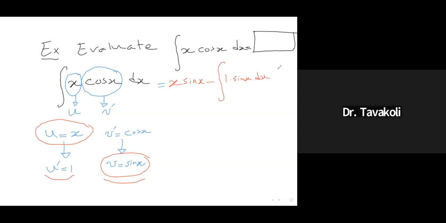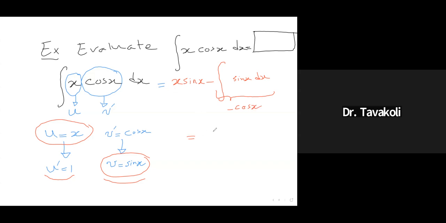So 1 times anything doesn't change the function, so it is the integral of just sine of x. Just clarification here, it is x times sine x. Okay, what is the antiderivative of sine? It's going to be minus cosine, right? So what's the final answer?